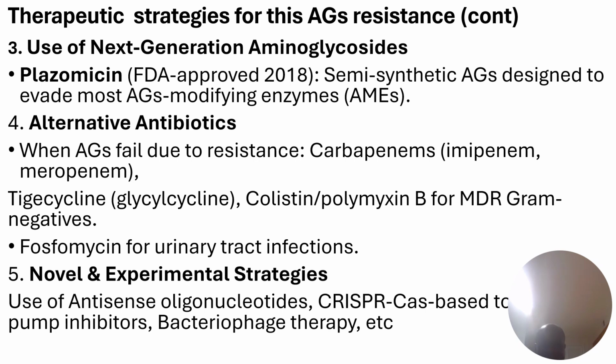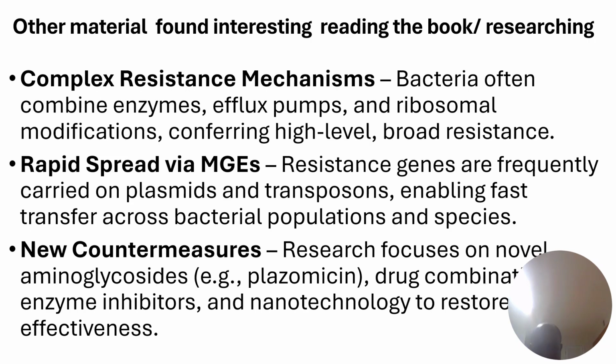Then we have alternative antibiotics. Here, when AGS fail due to resistance, carbapenems, etc., are used, and others like tigecycline are also used. Then we have novel and experimental strategies, where the use of antisense oligonucleotides, CRISPR-Cas-based approaches, and efflux pump inhibition, among others, are used.